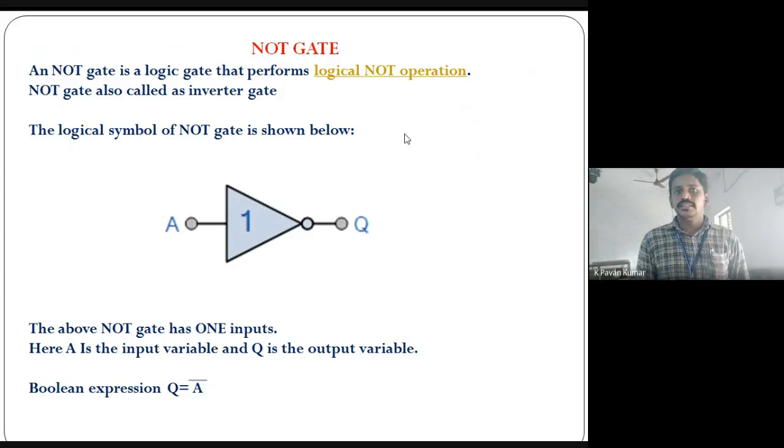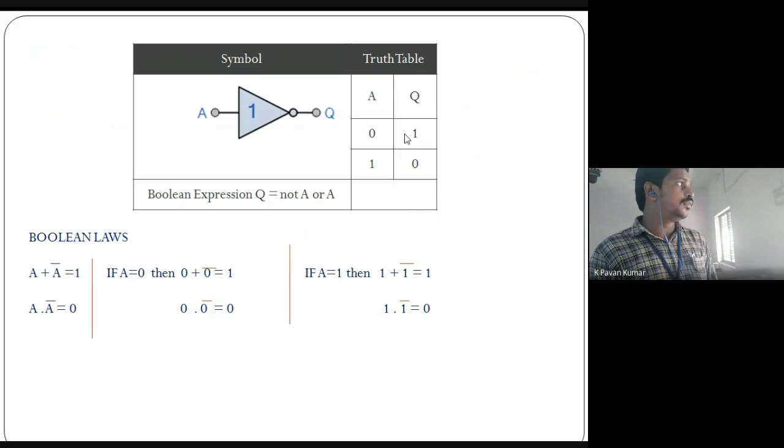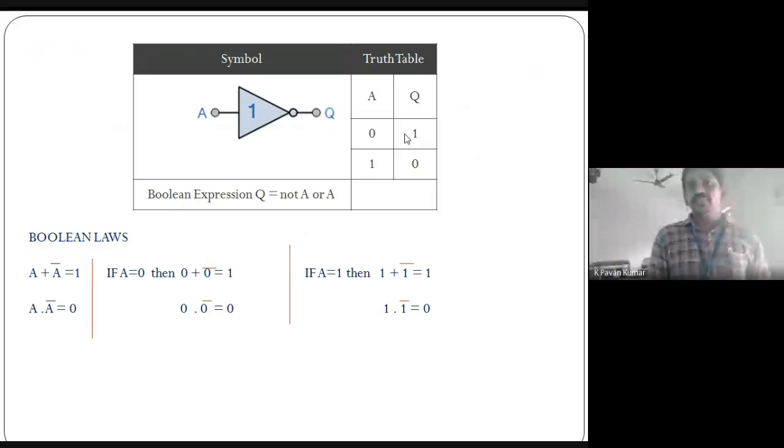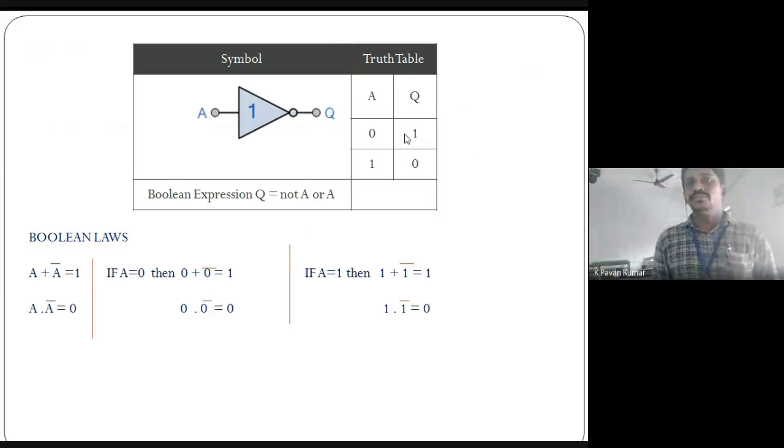If the input is A, the output will be negated A. Negated means complement of A. Look at the truth table. Here there is only one input A, which is either 0 or 1, and output Q equals A bar. If A equals 0, then Q equals A bar, that means 0 bar, which is equal to 1. And if A equals 1, then the output equals 0.